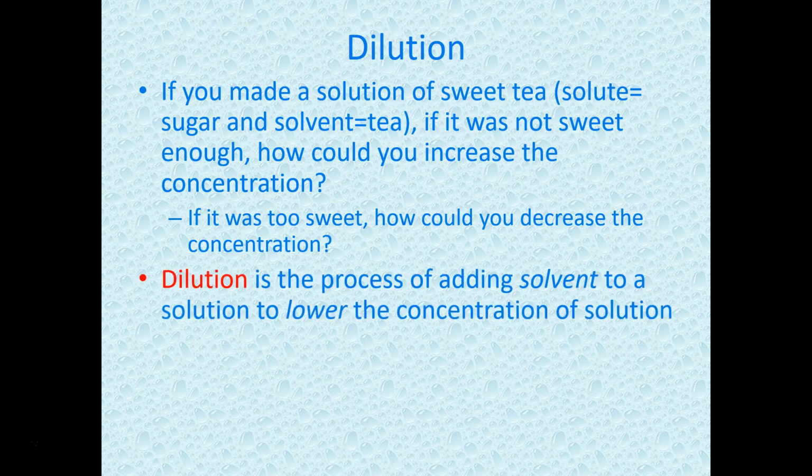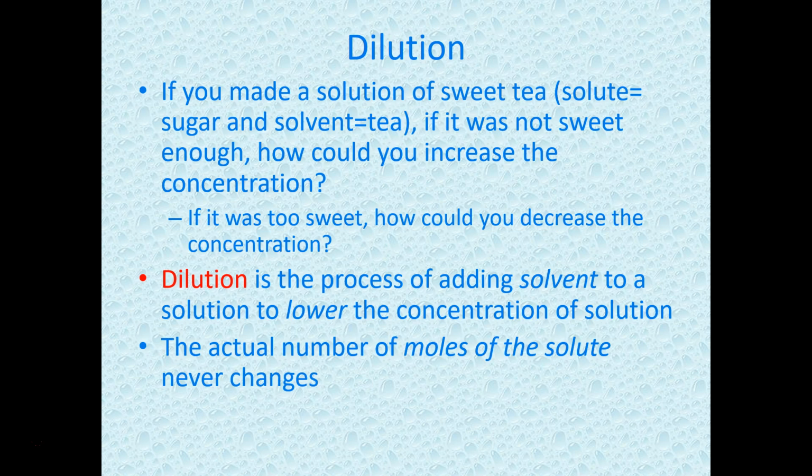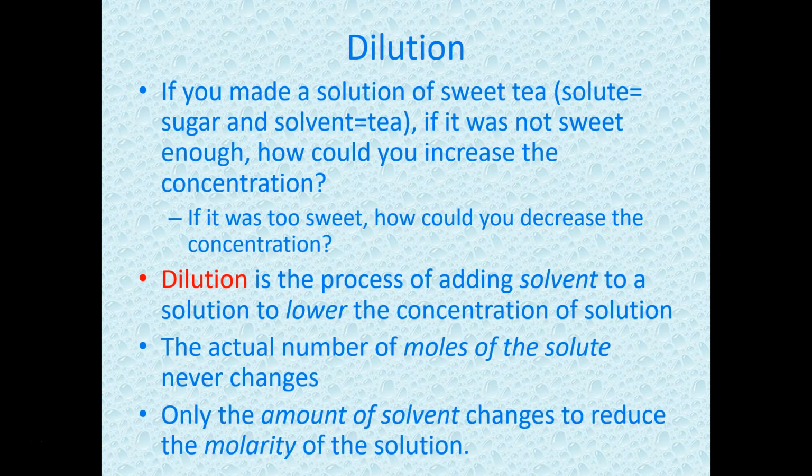So dilution is the process of adding solvent to a solution to lower that concentration, where it's at a higher concentration and you're going to add solvent to make it lower. In our sweet tea example, our solvent was the tea, but in chemistry it could be a whole variety of things. The actual number of moles of solute never changes. We still have the same number of moles, we just have a different amount of liters, which causes the molarity to change, just like you learned about in our last video. Only the amount of solvent changes to reduce the molarity of the solution.